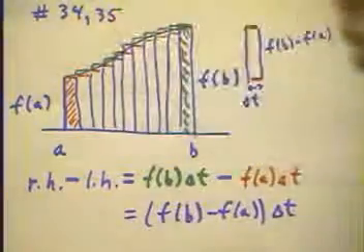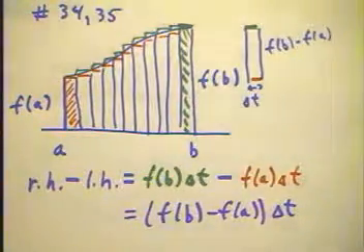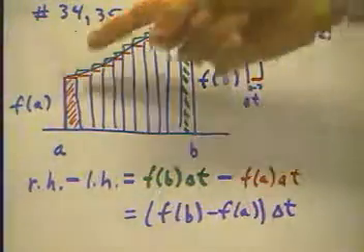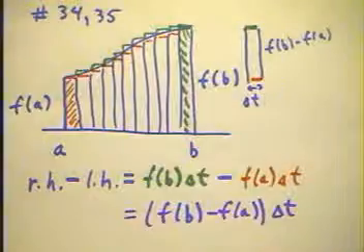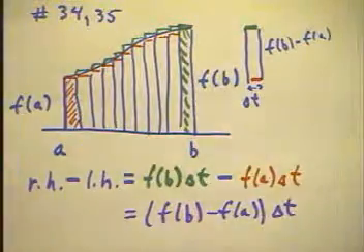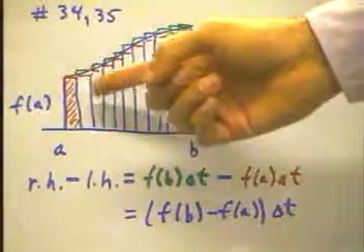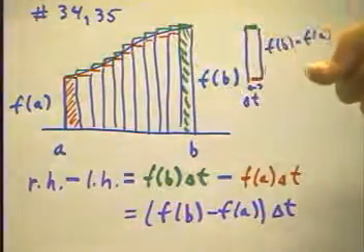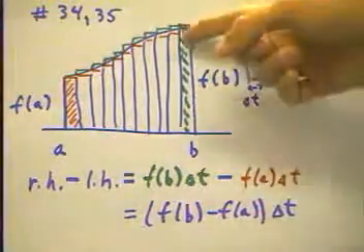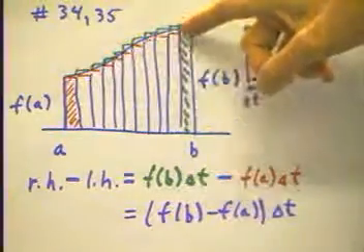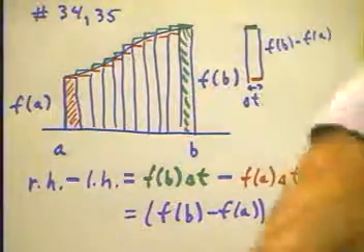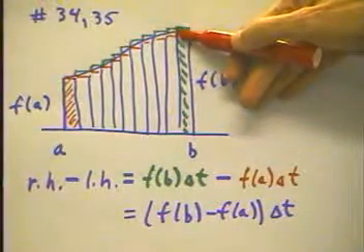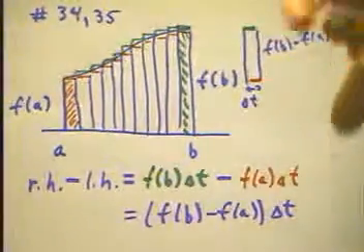Numbers 34 and 35 deal with left-hand and right-hand, or upper and lower, Riemann sums. If we have an increasing function, then the left-hand Riemann sums, of course, are calculated as the areas under these red lines, each area corresponding to the area below the lower limit on the function, or the lower value of the function on the interval, and I should have a red line here also.